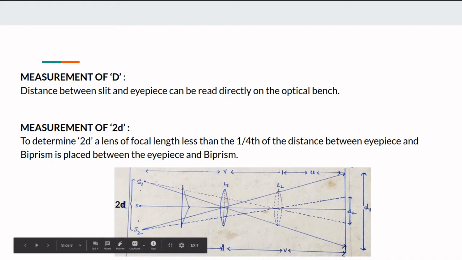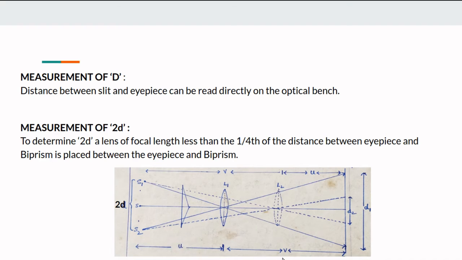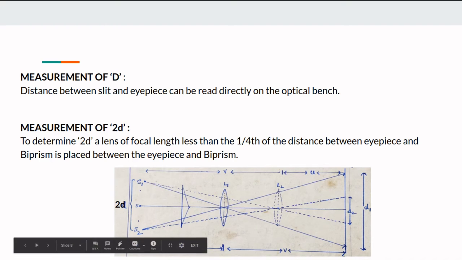As they are virtual sources, we cannot capture the image directly on the screen. For this purpose, we use another method, that is a convex lens of focal length 1/4 of the distance between the eyepiece and biprism. This is the biprism, this is the screen or eyepiece. This is the distance between the biprism and the screen. For example, if it is 80 centimeters, then 1/4 is 20 centimeters.